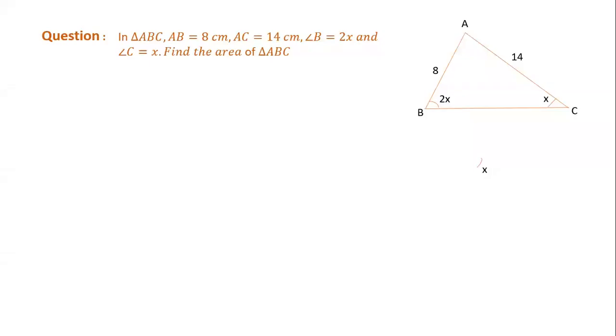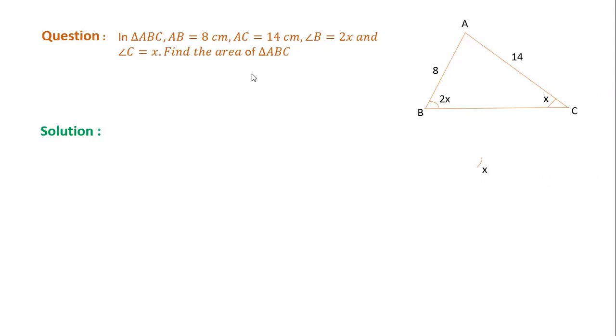Hello. This is an Olympiad question. The question is: in triangle ABC, AB is equal to 8 centimeters, AC is equal to 14 centimeters, angle B is 2x and angle C is x. Find the area of the triangle. So this is the figure given. Now let us see how to solve it.